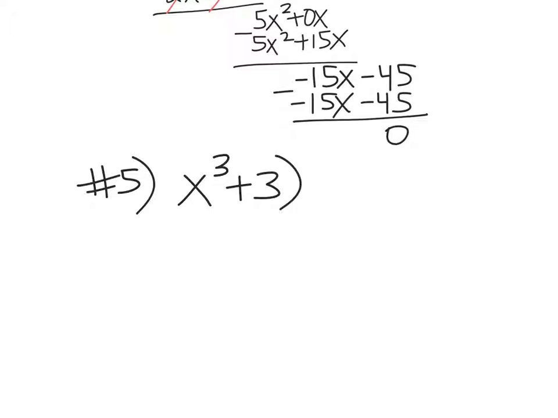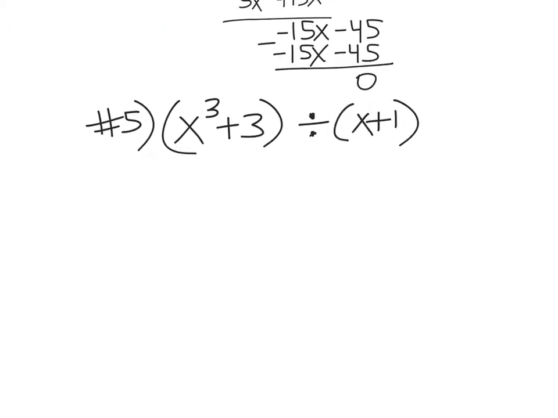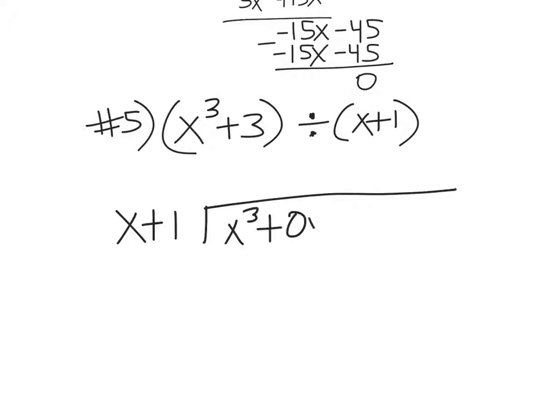x cubed plus 3 divided by x plus 1. I'm going to let you try this one. Okay? I can set it up for you, though. This one's missing some stuff, right? Missing a couple of things. So you're going to put x plus 1 on the outside. And on the inside, you're going to do x cubed plus 0x squared plus 0x plus 3. Okay? And I want you to try it.